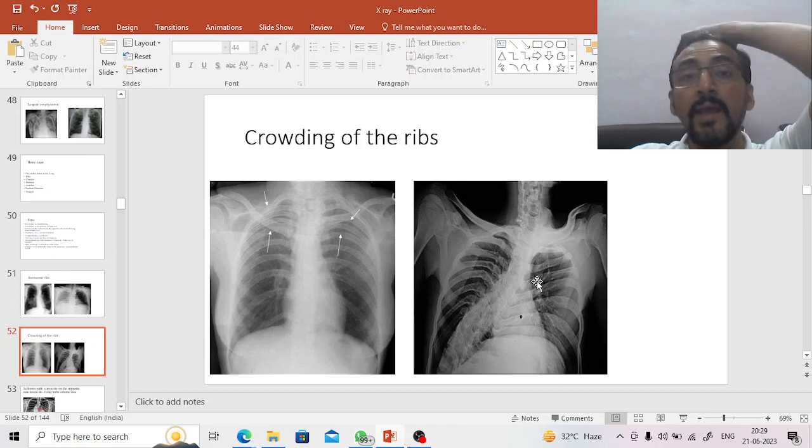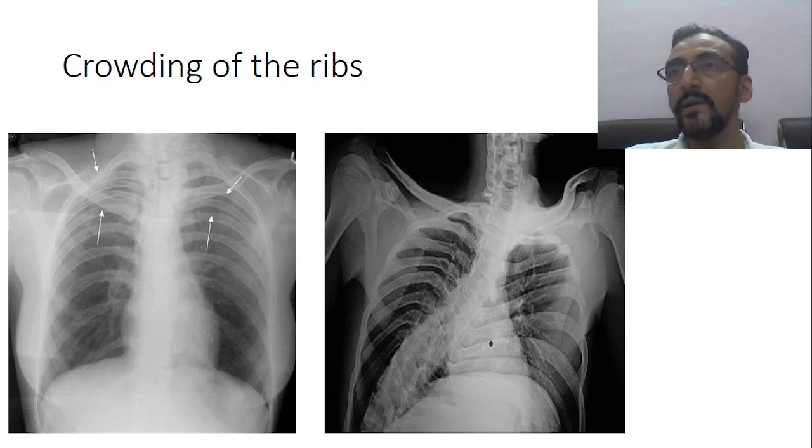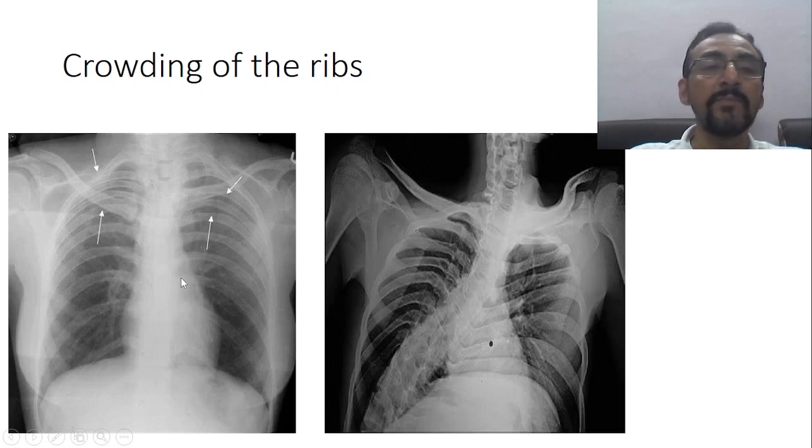Then, another thing that you have to see is that sometimes there may be crowding of the ribs. Ribs are present at a normal distance, isn't it? Between two ribs there will be some distance, but sometimes you can see crowding of the ribs; the ribs come closer, they are not far apart. If you look at the first picture here, the first rib, second rib, third rib, fourth rib, they are very close. And here on the left side also, where the arrow mark is showing, they are close. And in the second picture also they are close.